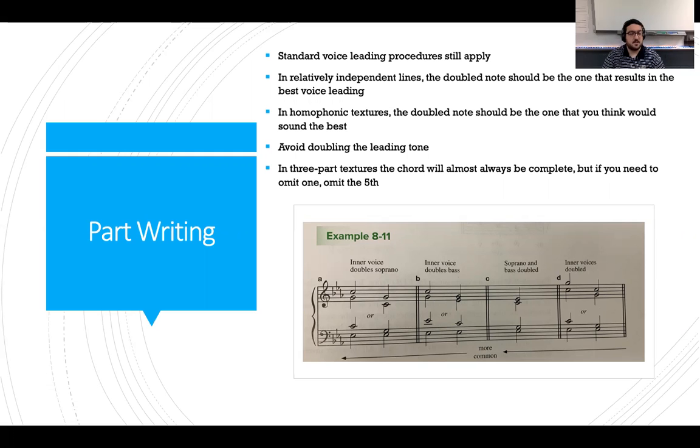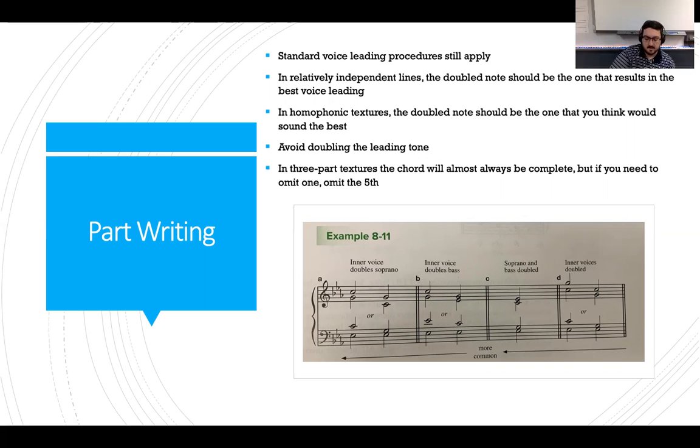In homophonic textures, meaning everything basically played at the same time, block chords, the double note should be the one that you think sounds the best, and we still avoid doubling the leading tone. So when I say the one that sounds the best, we're talking about homophonic textures.